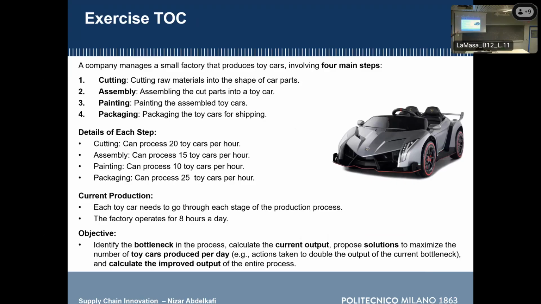Which step will be the bottleneck now? The assembly, 15. And what would be the new improved output of the entire process? 120, exactly. So the new output of the entire process is equal to 15 multiplied with 8, equal to 120. And this is how the theory of constraints works.